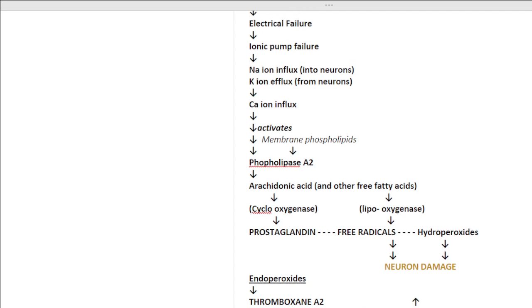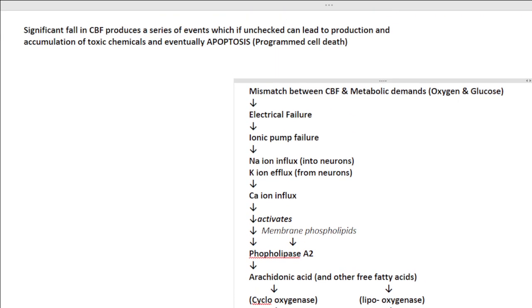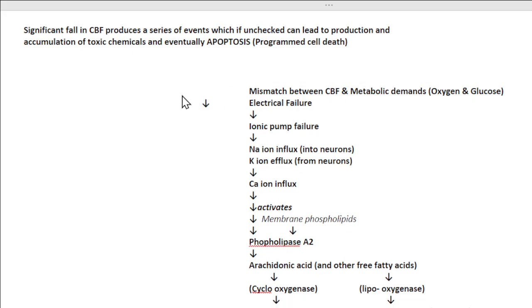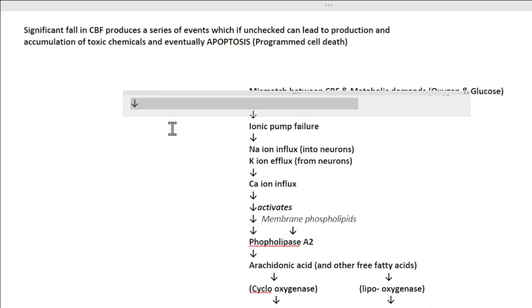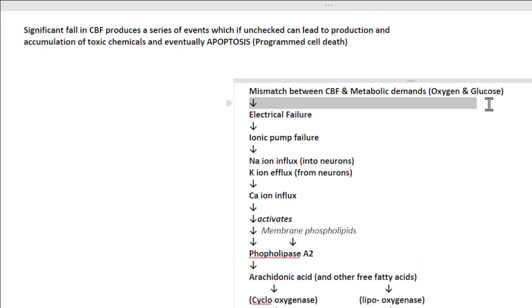Now let us see one more scenario. It was when electrical failure happened, but what about if there is a lack of glucose and oxygen? What happens in the cell? Anybody?